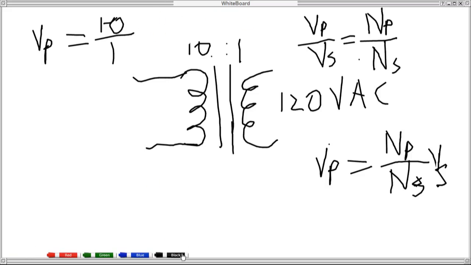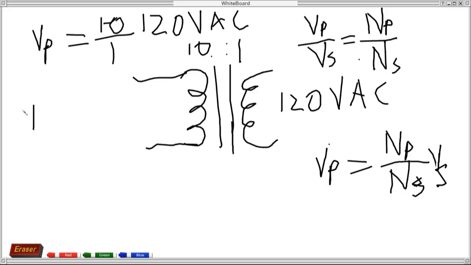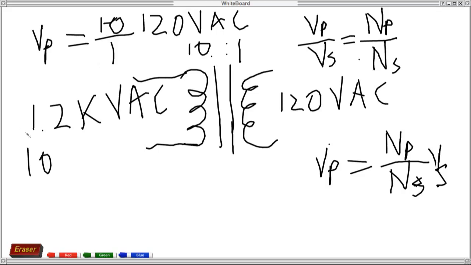Now let me erase this. The last thing you have to do is put in your secondary voltage source, how much you're getting from here, and we know it's 120 volts AC. So 120 volts AC times 10 is 1.2 kilovolts AC, or 1,200 volts AC.